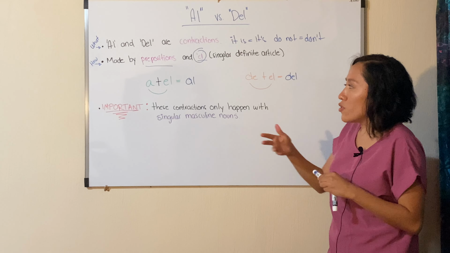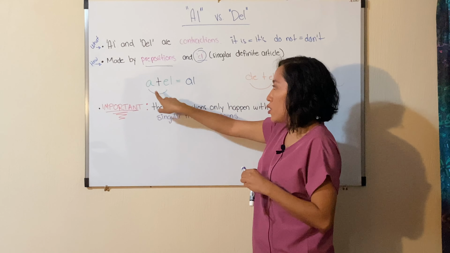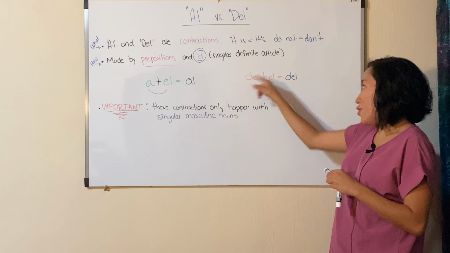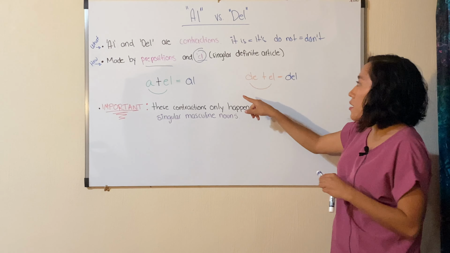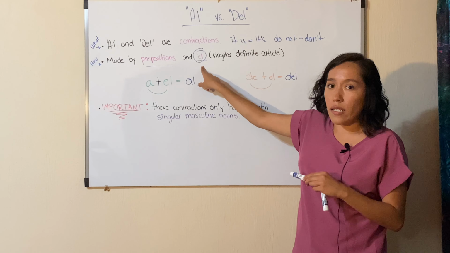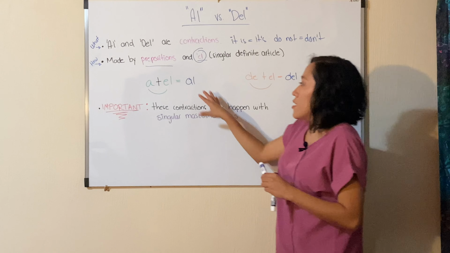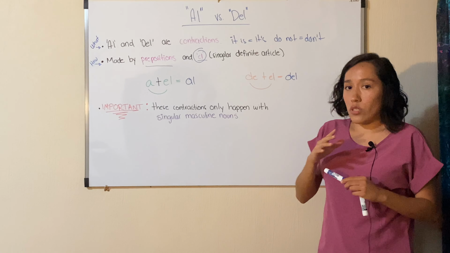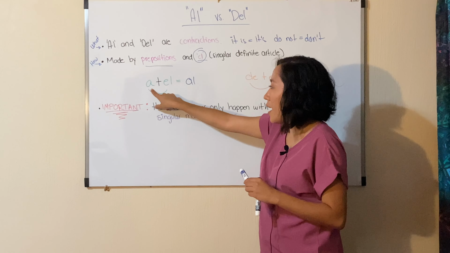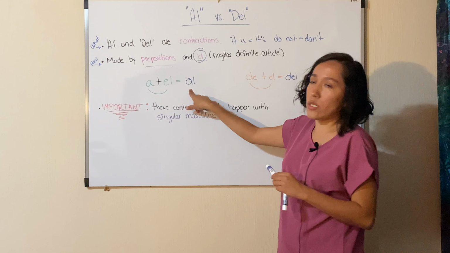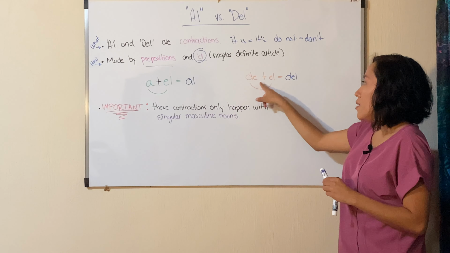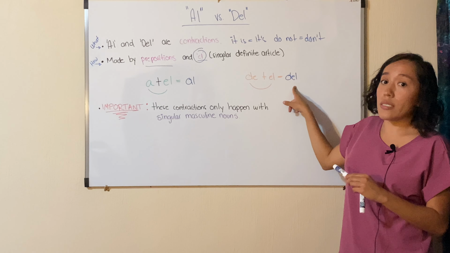These contractions are made by the preposition a, and the other one by the preposition de, and the word el, which is a singular definite article. So as you can see here, I'm showing you how these contractions are formed. A plus el becomes al. De plus el becomes del.